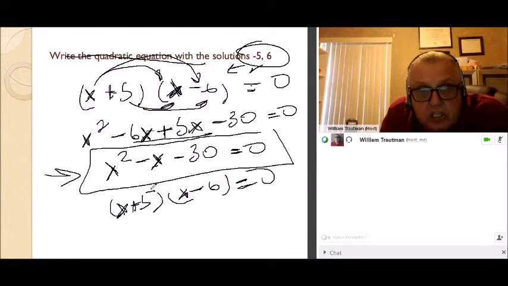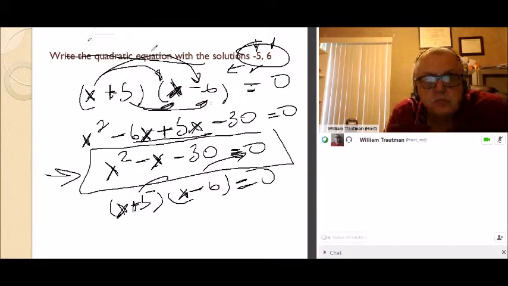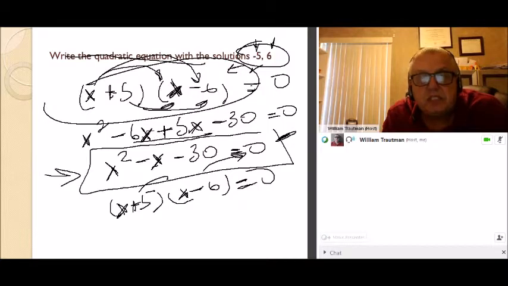Solve each to 0, get the 5 to the other side. You see, I'd get a -5. Get the 6 to the other side by adding 6, I get a plus 6. So this is what my solution would be. All right, so you're just going to put them in the opposite signs here.